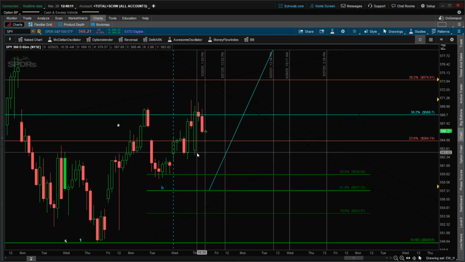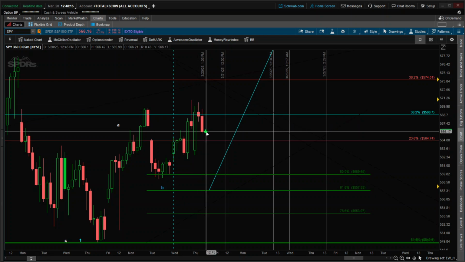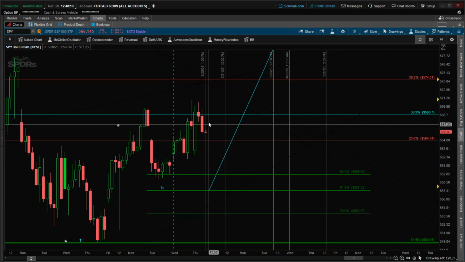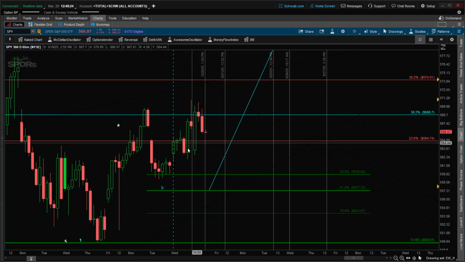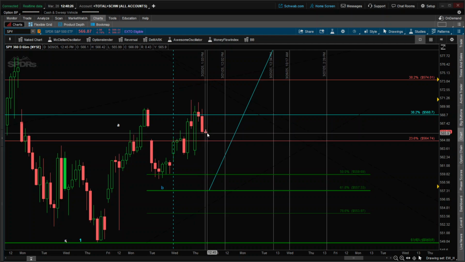And now on a minute level, we have a 1, and we're pulling back for wave 2 right now. Okay, so all this is going to have to resolve to the upside, if that's the case. All this is going to have to resolve.